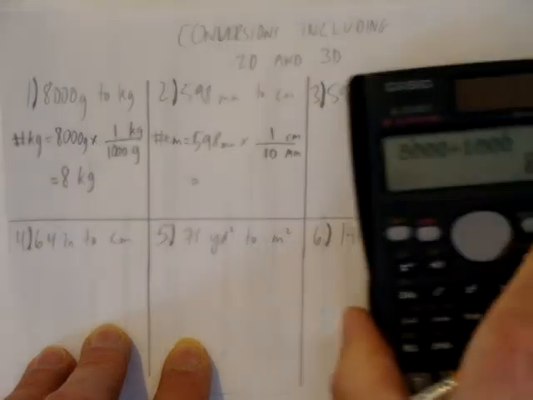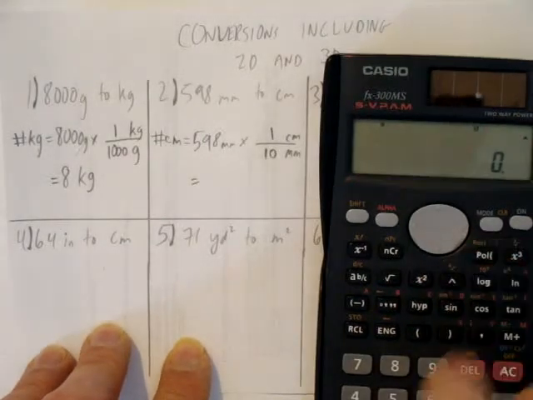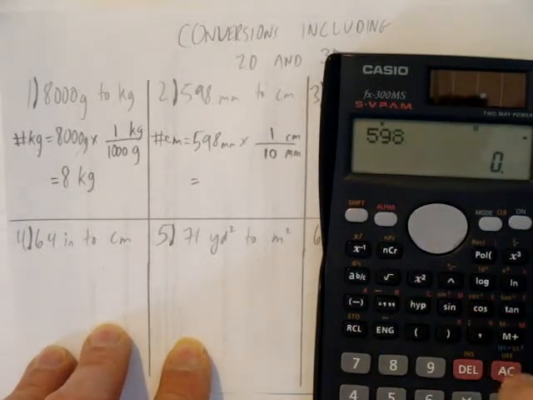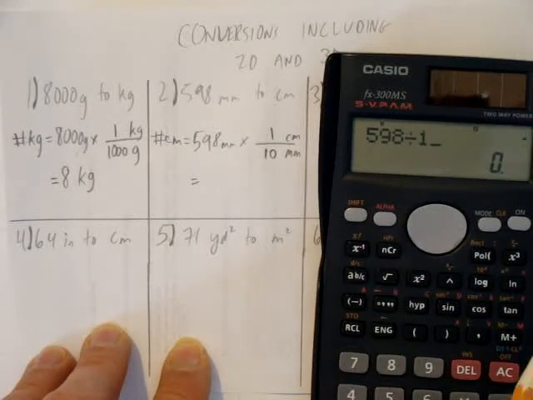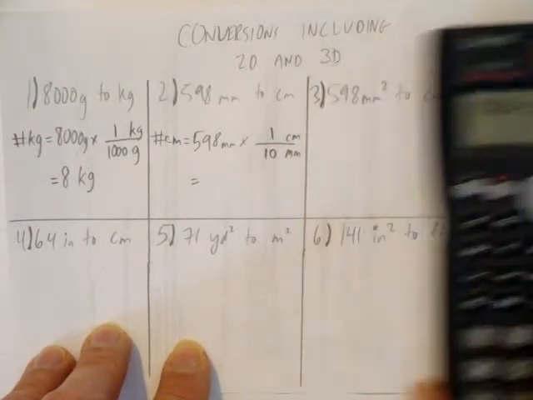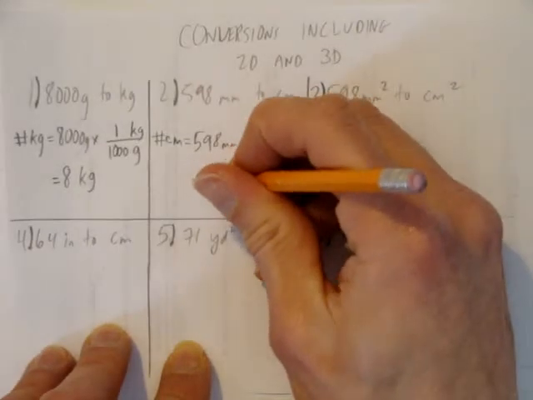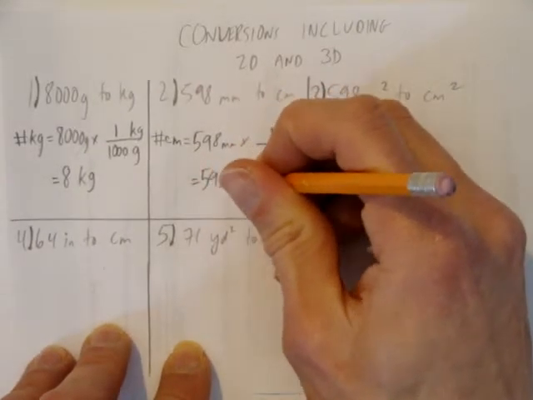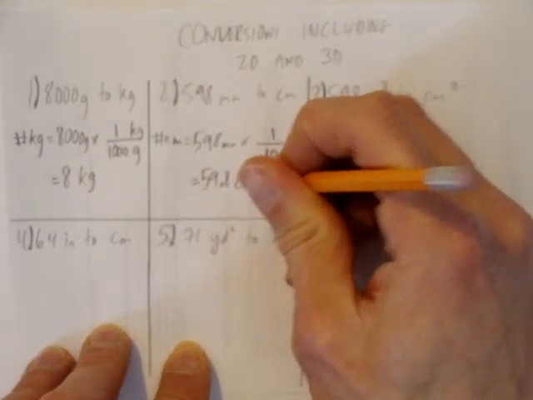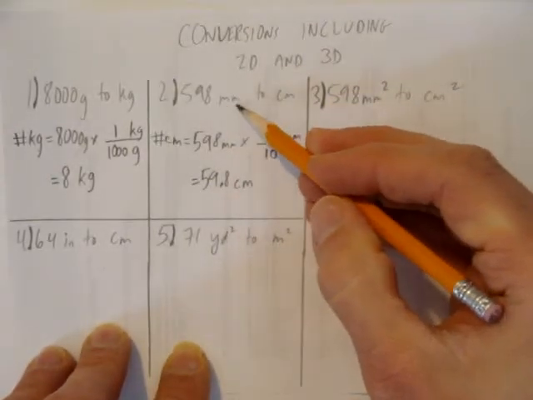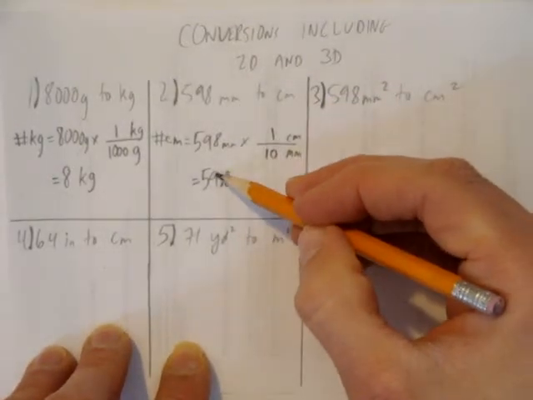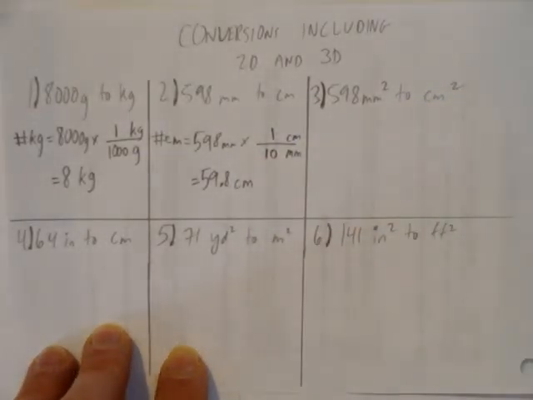And so now you can multiply. You can try doing that in your head if you want. Should be pretty straightforward. Otherwise, 598 times 1 is just 598 divided by 10, and you get 59.8. In other words, just finish writing this. 598 millimeters is equivalent to 59.8 centimeters.